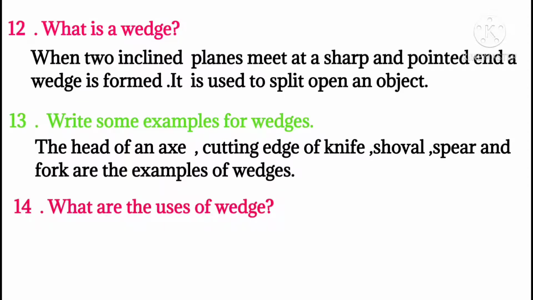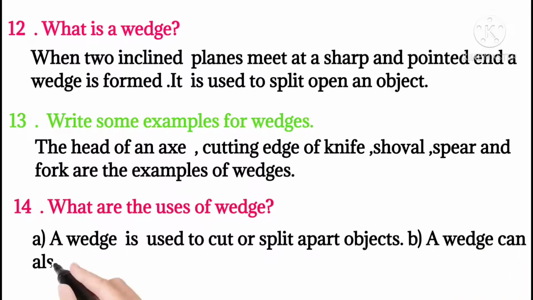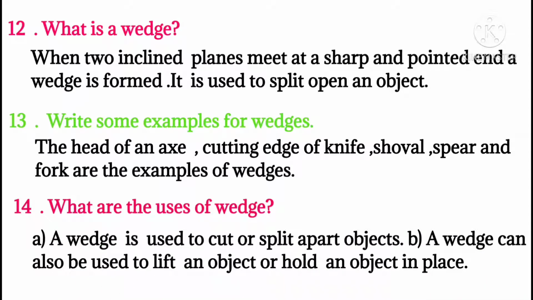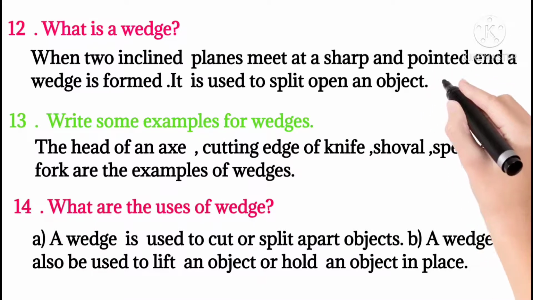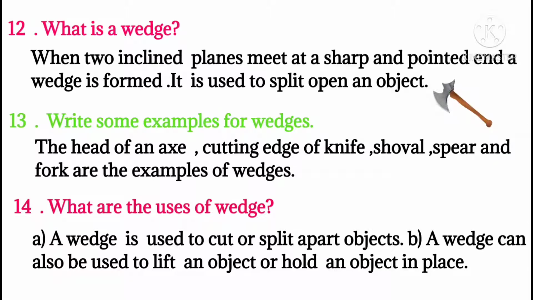14. What are the uses of a wedge? A. A wedge is used to cut or split apart an object. B. A wedge can also be used to lift an object or hold an object in place. We know that an axe has a sharp end. An axe is used to split and cut wood.